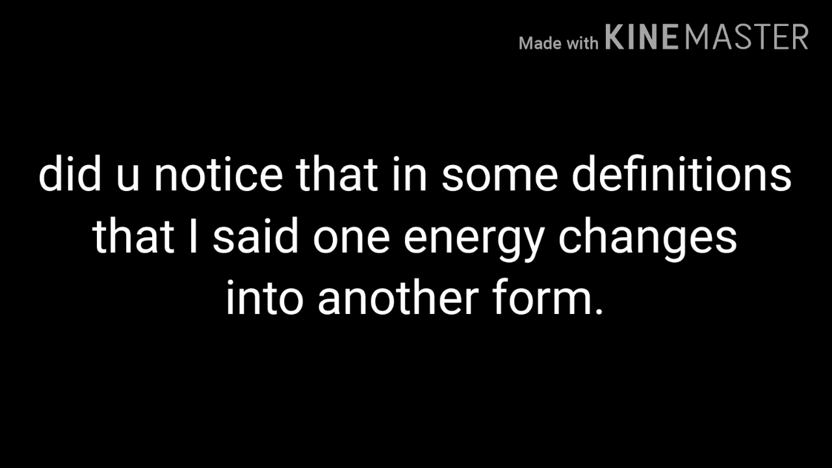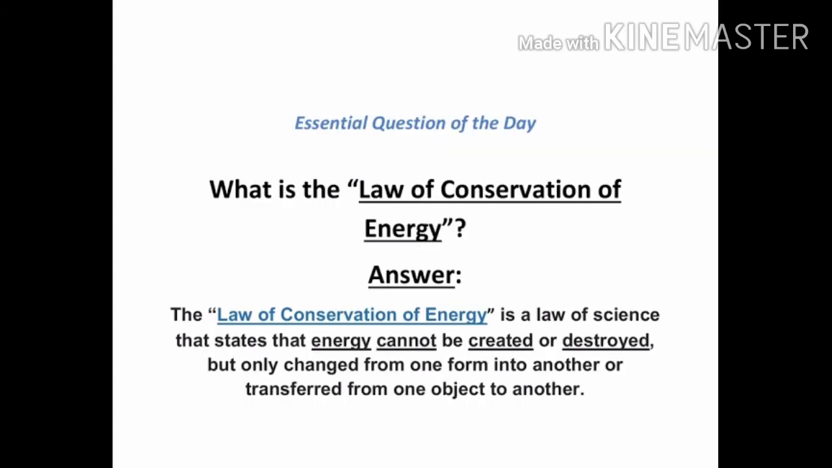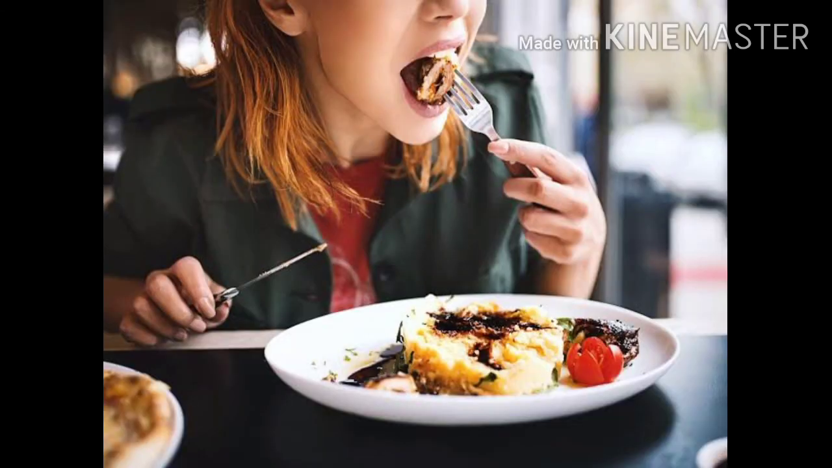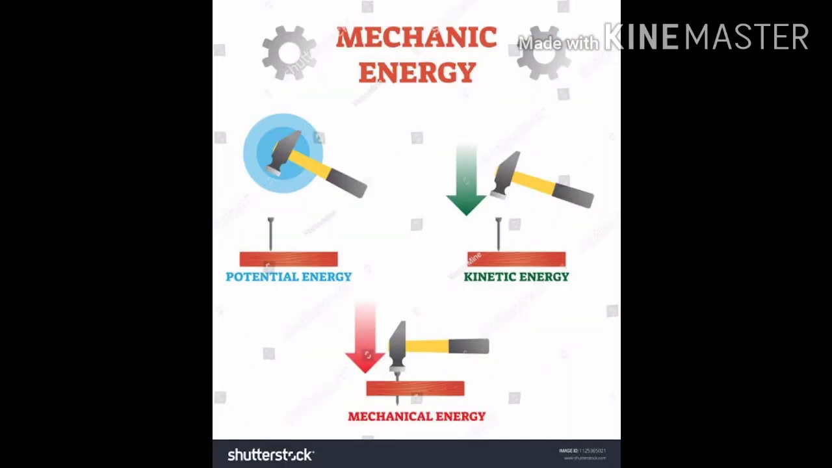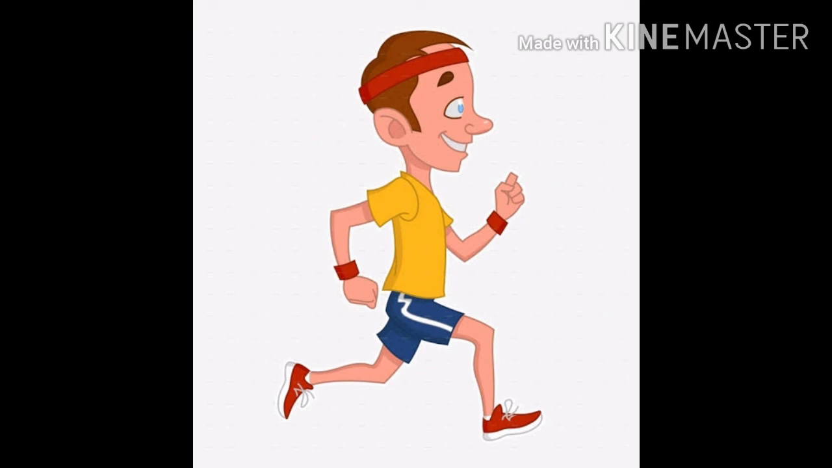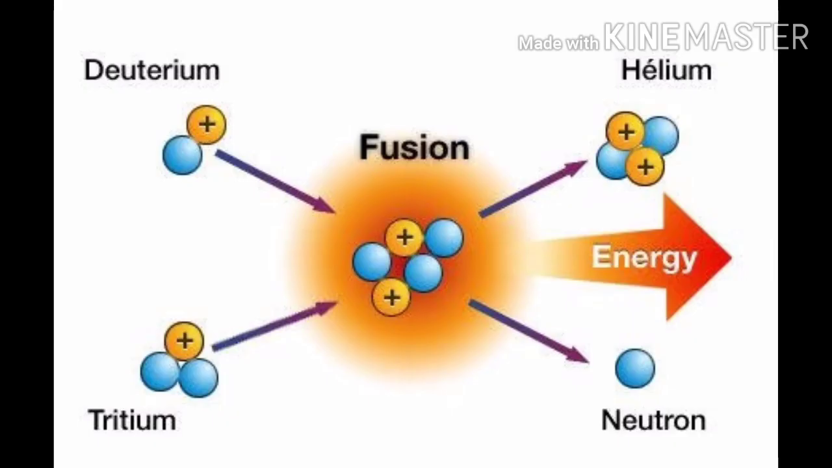Did you notice that I said in some definitions that one form of energy changes into another? To understand that, you need to know the law of conservation of energy, which says energy can neither be created nor destroyed, but can be changed from one form to another. Examples are the food we eat contains chemical energy, which after being digested we turn into mechanical energy, which we use to run, talk, etc. And also the atomic energy in the sun changes into heat and light energy, and many more.